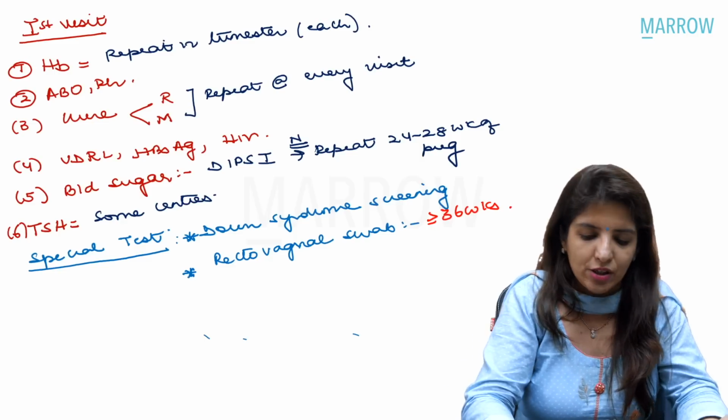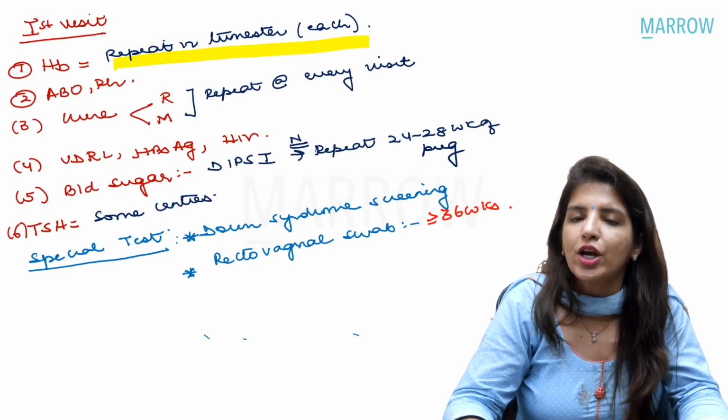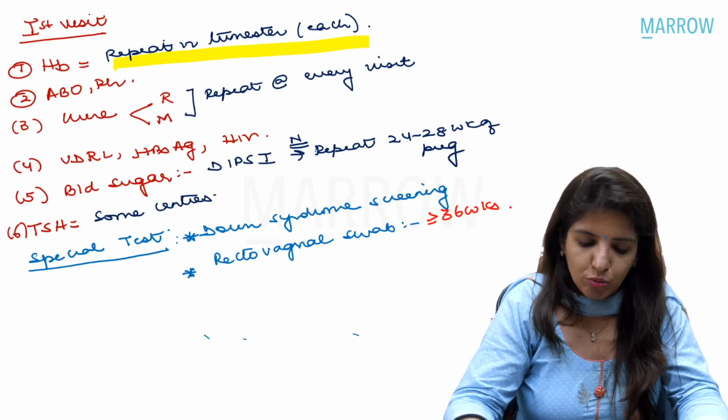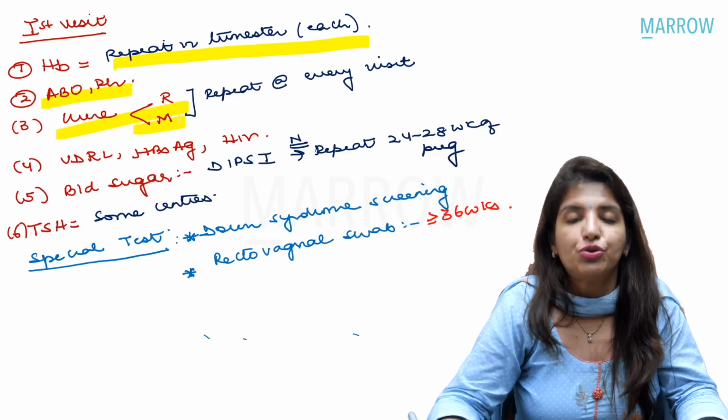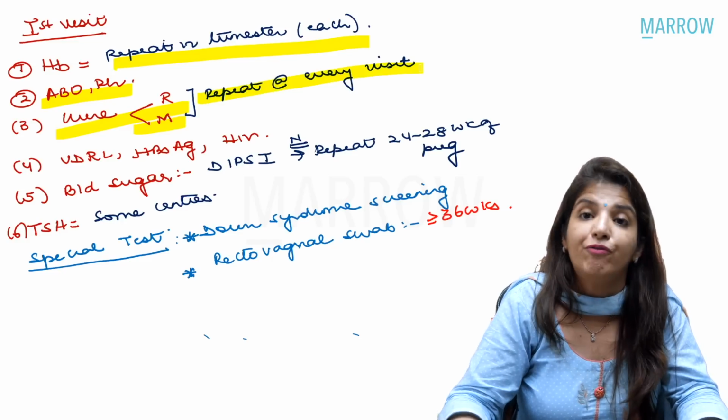Hemoglobin has to be checked in the first trimester and it has to be repeated in each trimester. You have to check for ABO Rh, that is the blood group of the patient. You have to do a urine routine microscopy. Urine routine microscopy has to be done at every visit.